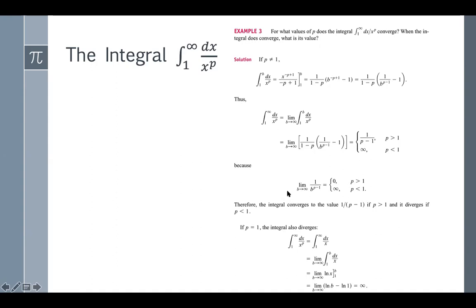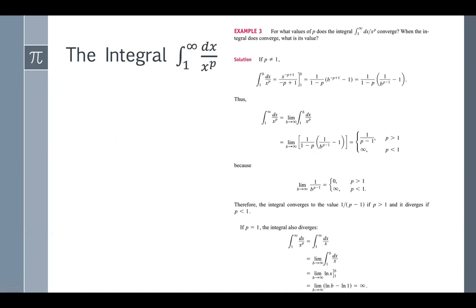All right, so we have most of the answer to our question. This integral converges to 1 over p minus 1 if p is greater than 1, and it diverges if p is less than 1. So now what about the case where p equals 1? Well, then we're just looking at the integral from 1 to infinity of 1 over x dx, and we know all about that integral. That antiderivative is natural log of x. Plug in b, plug in 1, you get natural log b minus natural log 1. As b increases without bound, that limit is infinity.